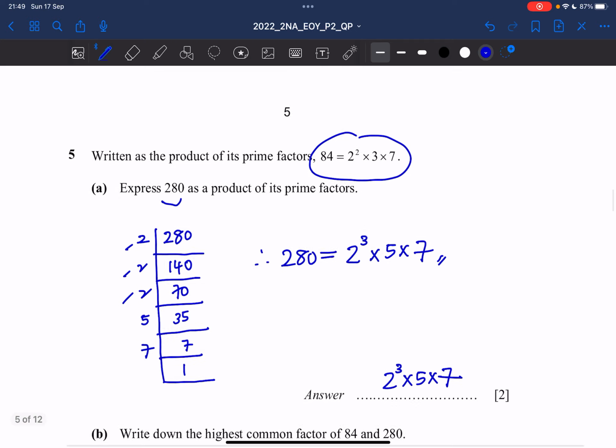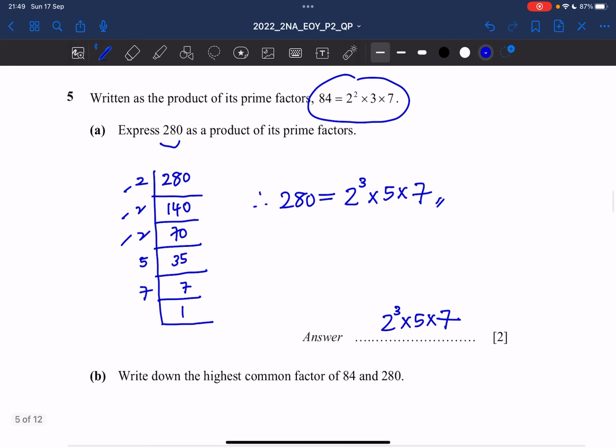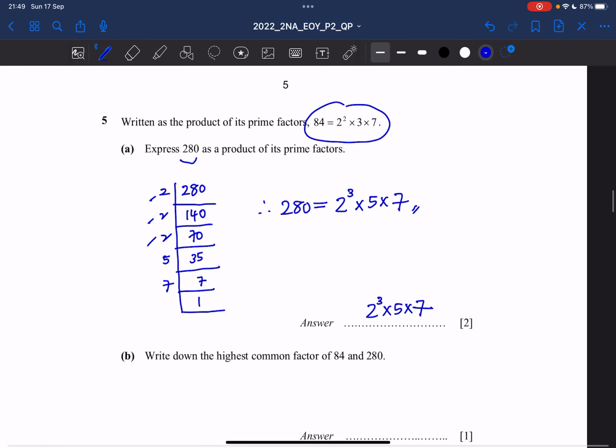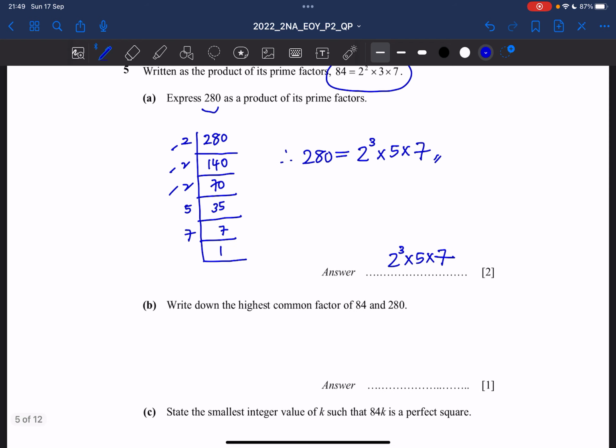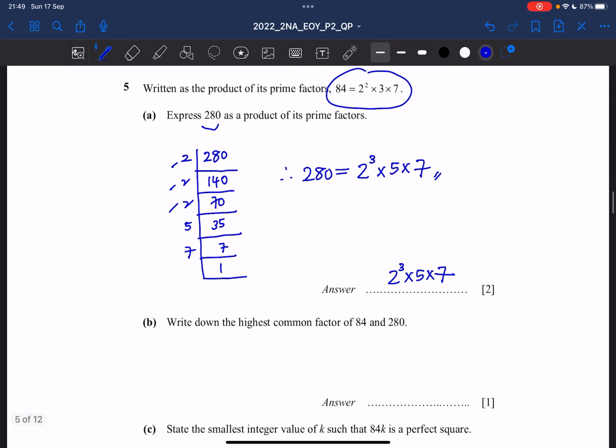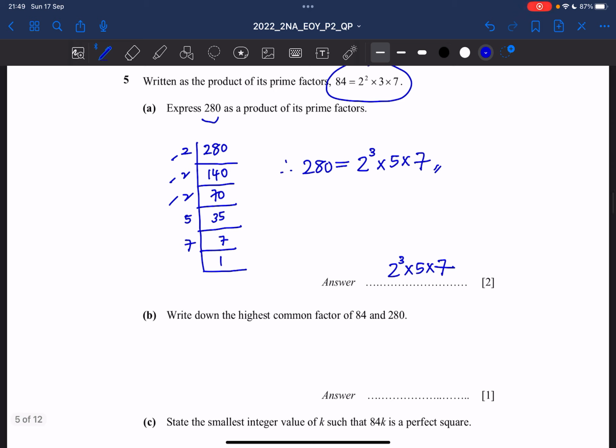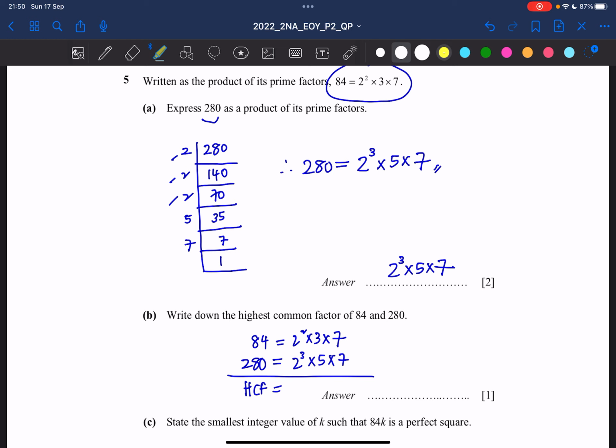Now let's move on to question 5b. Write down the highest common factor of 84 and 280. So we write down 84 equals 2 squared times 3 times 7, and 280 equals 2 cubed times 5 times 7. So we want our highest common factor. What we need to do is look at each one.